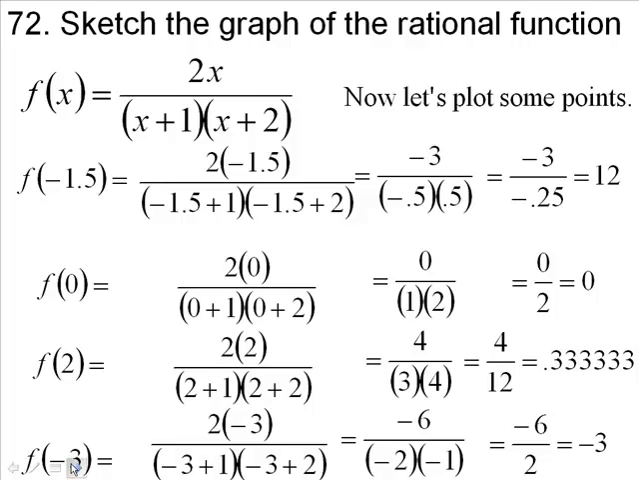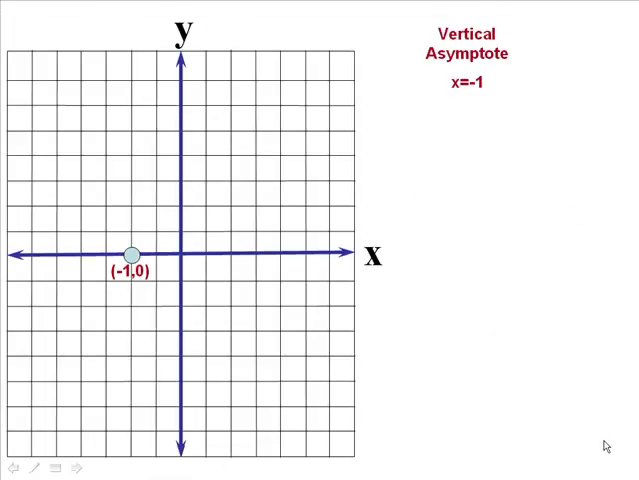F of minus 3, you're going to have 2 times minus 3 is a minus 6. You're going to have minus 3 plus 1 is a minus 2. And minus 3 plus 2 is a minus 1. You're going to get negative 6 over a plus 2 is going to be a minus 3. So we got the point negative 3, negative 3. So we're going to write down those points, and we're going to start graphing them.